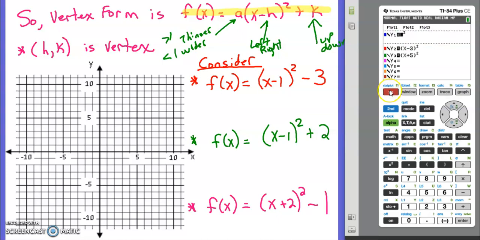All right, so let's consider each one of these functions. So let me clear my calculator off. I'm going to keep the parent function as blue, and then I'm going to clear these others. So I'm going to type these in.